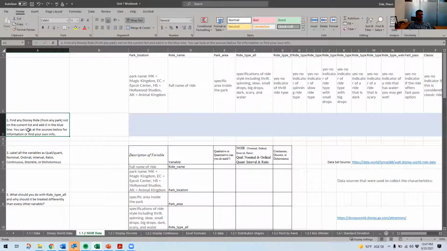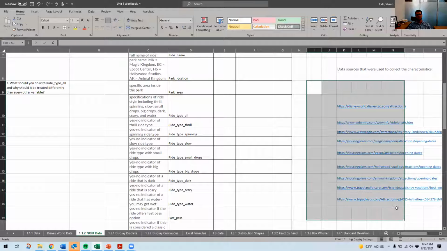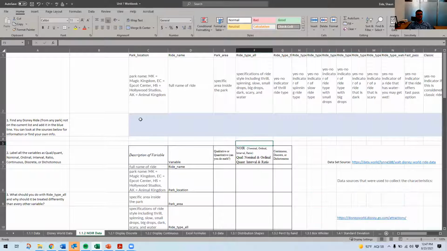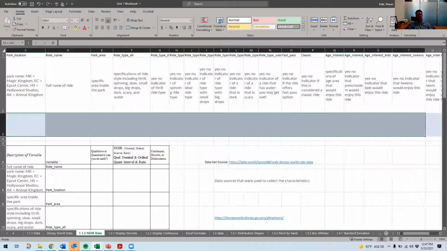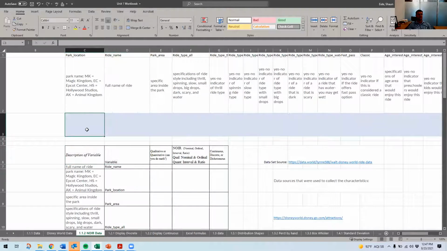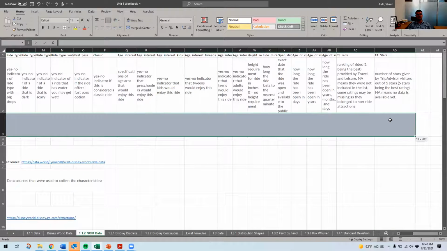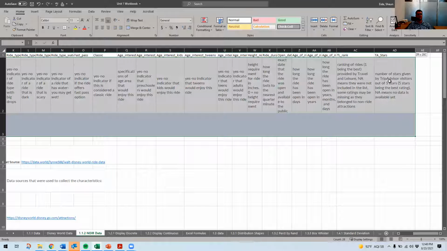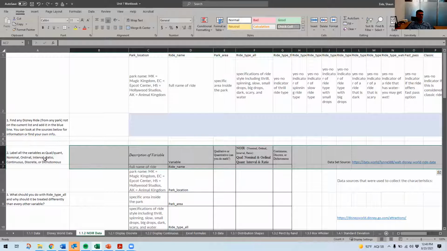See, it says right here, find a Disney ride from any park not on the current list and add it to the blue line. You can add the sources below for information you find on your own. So you can come down here and there's more information right here, or you can go to Disneyland and just answer all of this information about the ride that you found. And you can do this as a group. And as a group, what I want you to do is copy and paste these 2 lines into the submission, so that I can see you actually did this.